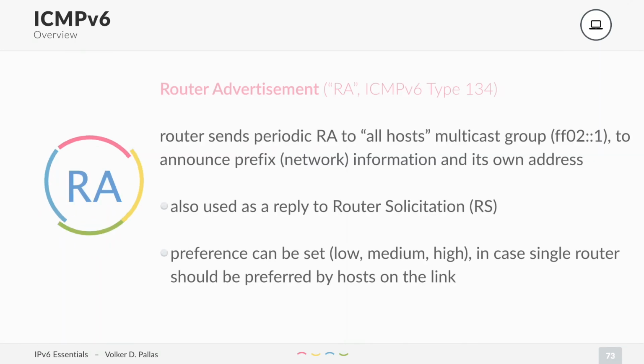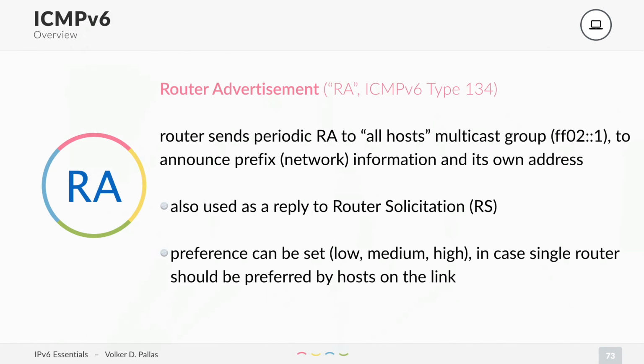The reply to this is a router advertisement, also called RA. It's type 134. And the router sends periodic RAs to the all hosts multicast group, ff02::1, which every host which is IPv6 enabled has to listen to. And the router will send an RA announcing the local prefix or the local network and information of its own address. So it will tell everybody on the link, the current prefix on this link is this and that, and my IPv6 address is this, and you can use me to reach outside networks.